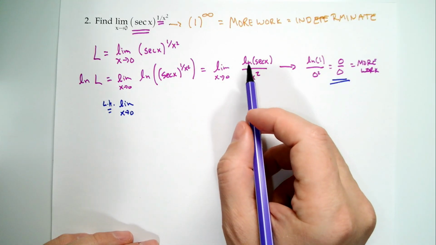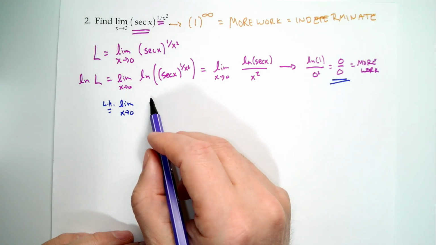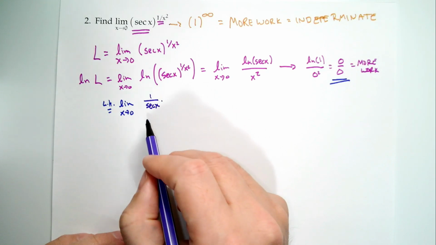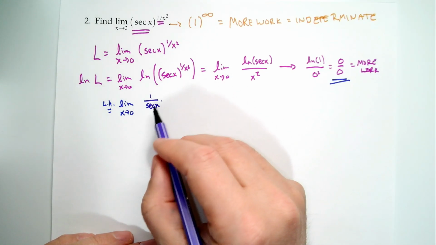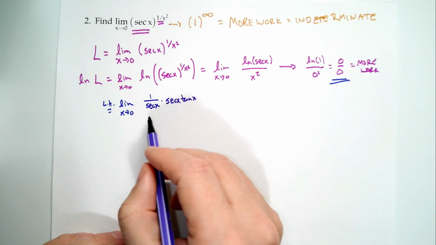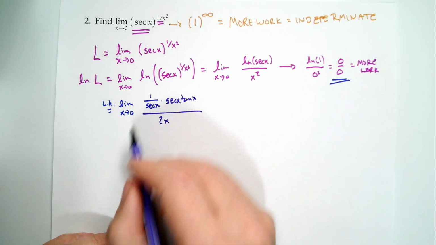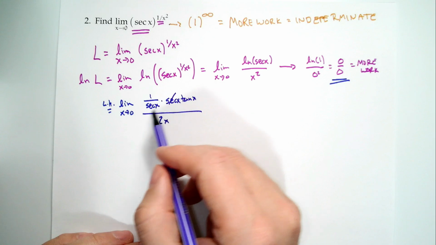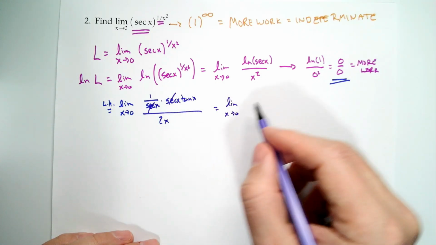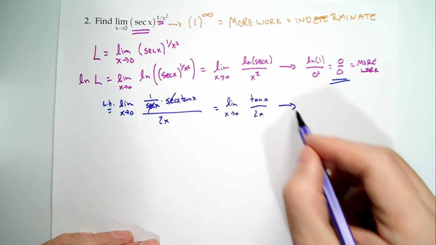Well, the derivative of log of secant of x. So how do you take the derivative of log? Well, it's 1 over the inside, but then you multiply it by the derivative of the inside. Derivative of secant is secant times tangent. Derivative of x squared, 2x. Now, we can simplify. You should always clean it up. The secants cancel, so really we have the limit as x goes to 0 of tangent of x divided by 2x. And what does that go to?